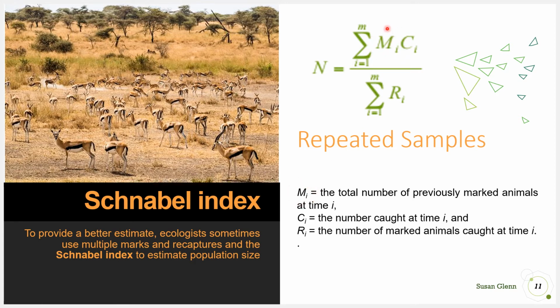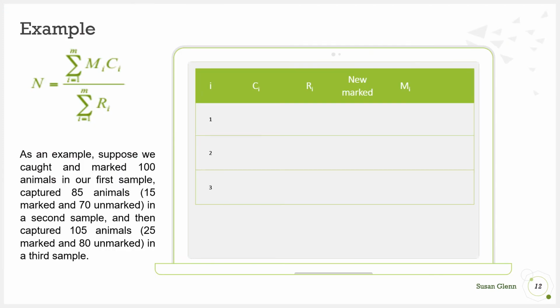And so at the time that you're doing that sample, so this is sample i, for each sample it's how many are marked in the population times the number you caught. And you're going to add that up for all of your sampling trips. And then you're going to also add up how many marked animals you caught in each sampling trip. And that's going to give you a Schnabel estimate of the population size. I think it's easier to understand that equation if we actually work through an example.